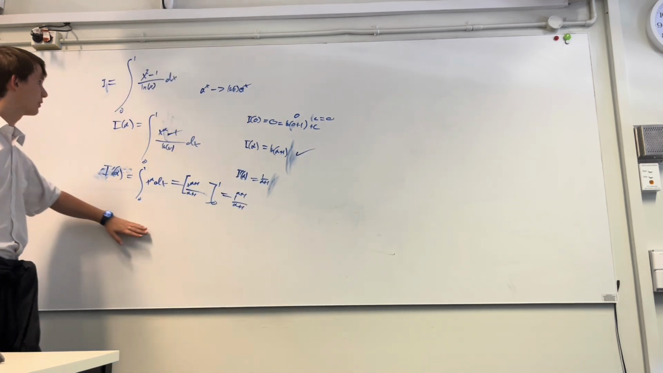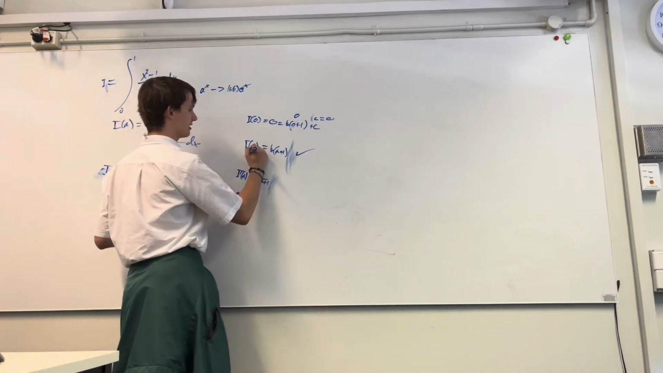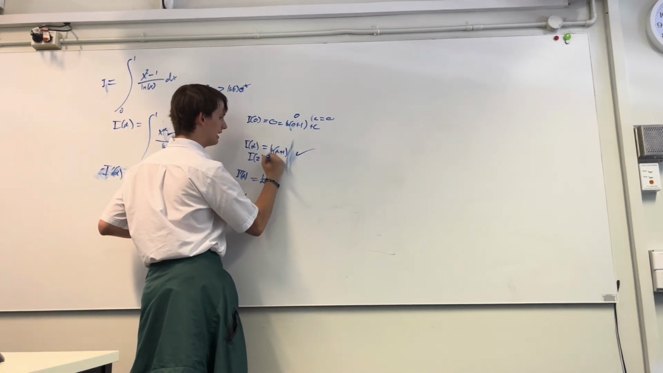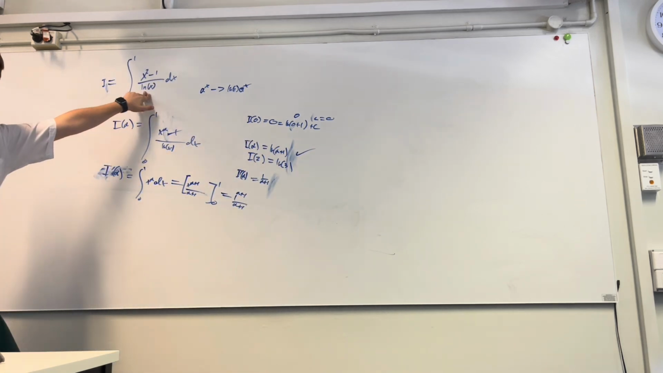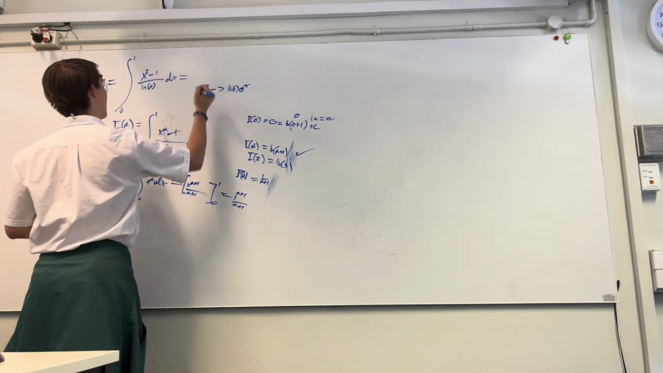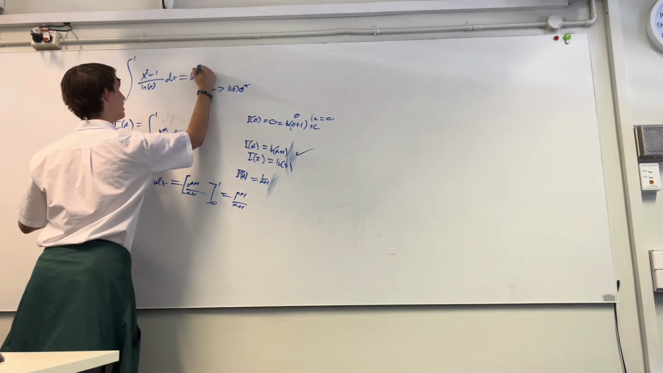And what did we say? That when alpha was what now? When alpha is 2, we get our answer. So I of 2 equals the natural log of 3, and that is our answer to this incredibly monstrous integral that is actually incredibly easy. It is the natural log of 3.